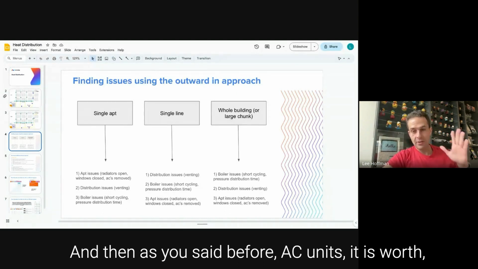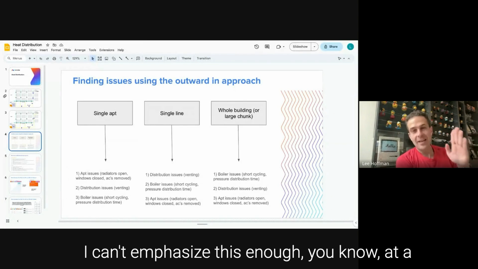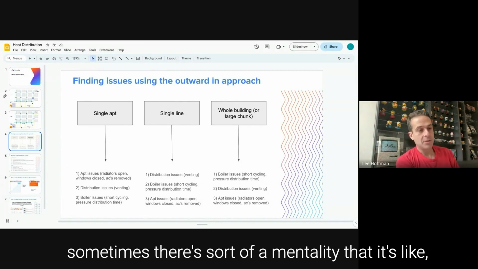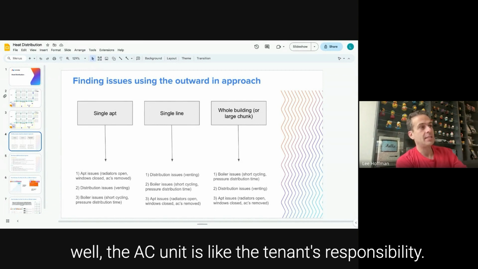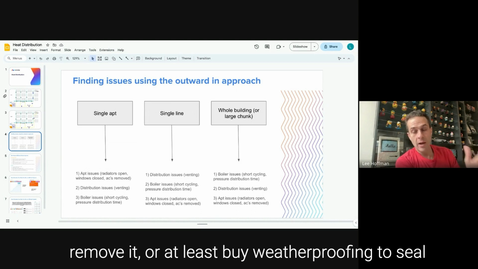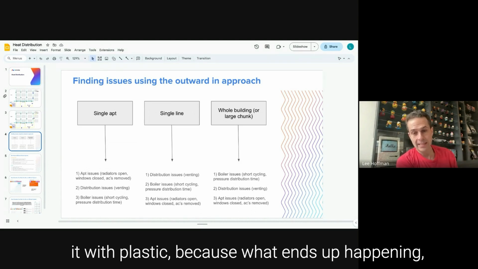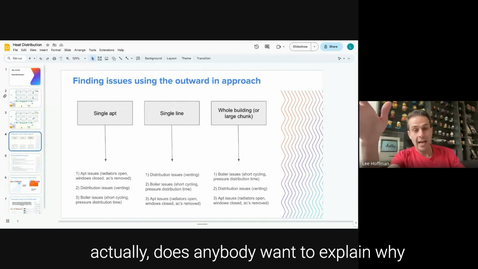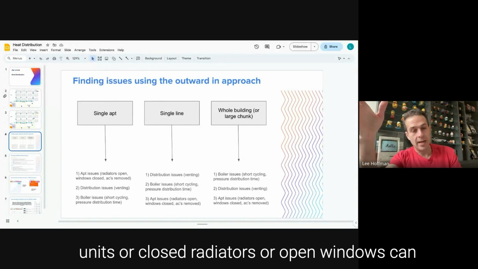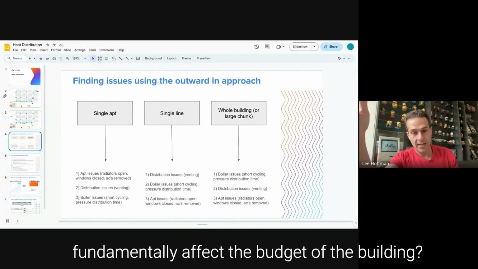I can't emphasize this enough: at a central property management level, sometimes there's a mentality that the AC unit is the tenant's responsibility, like they should deal with it. It is worth your time and money to help them remove it, or at least buy weatherproofing to seal it with plastic, because of what ends up happening. Does anybody want to explain why one apartment or a few apartments with AC units or closed radiators or open windows can fundamentally affect the budget of the building?